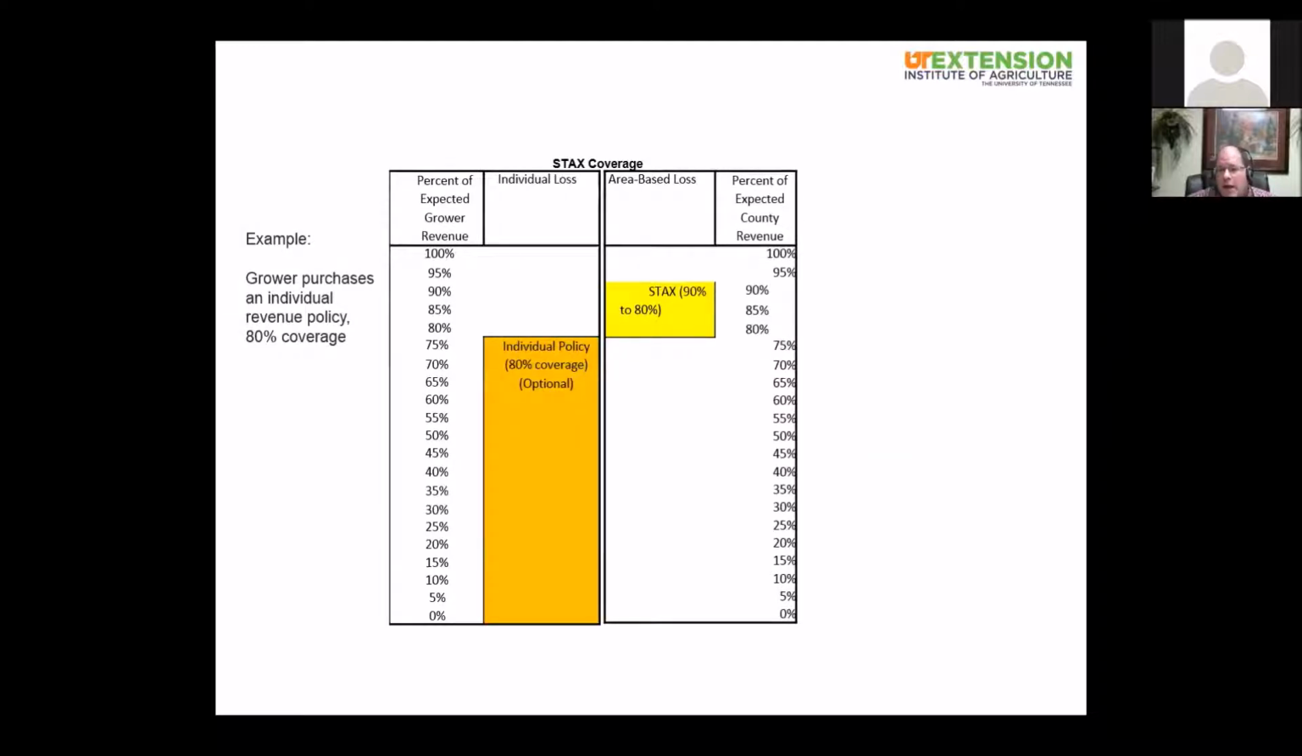Now, if a producer had, say, 80% individual coverage or policy on their cotton, STAX will again set right on top of it. As I mentioned earlier in my remarks on STAX, there is no overlap of the insurance policies. So this would start at 80%, go to 90%.